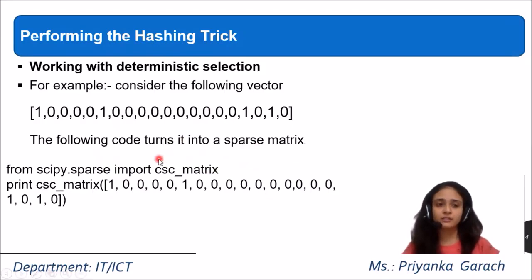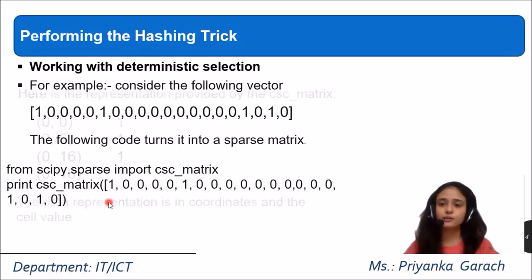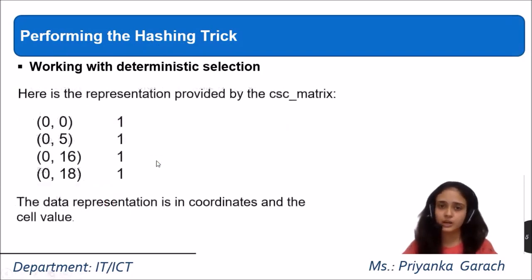To use this sparse matrix, we make use of the scipy library. So we write from scipy.sparse import csc_matrix. This function is very useful in getting the coordinates, that is the positions where 1 is present. I call this function csc_matrix and as an argument I pass this complete vector, the same vector, and I print the values. Let's see the output. So this is my output.